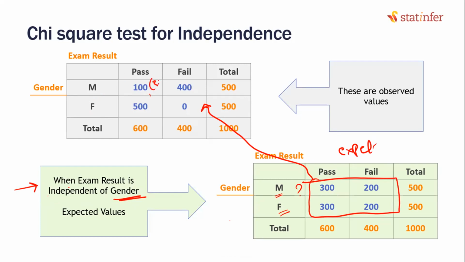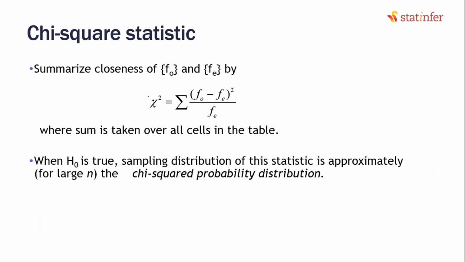You should have got 300 here, 200 here, 300 here, 200 here. So what we do is we find the difference between expected and observed. So here is the formula. The chi-square formula is the observed frequency minus the expected frequency, squared, divided by the overall expected.